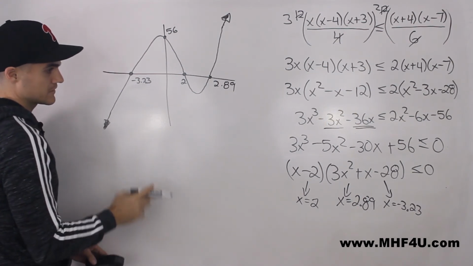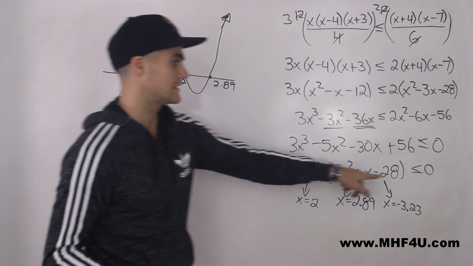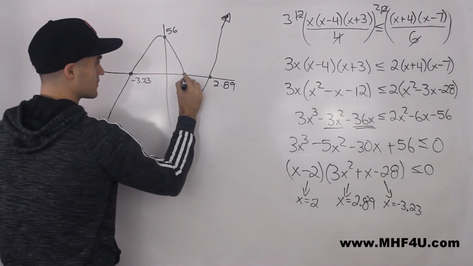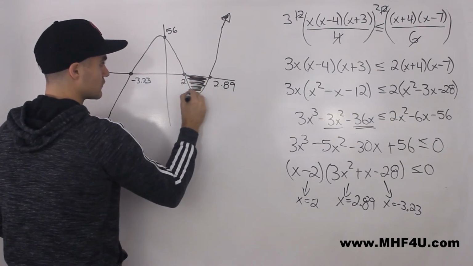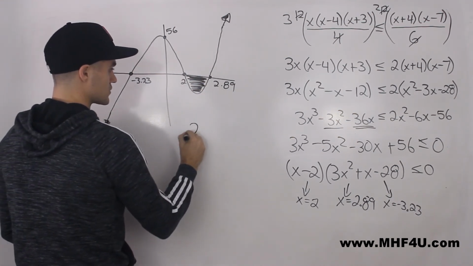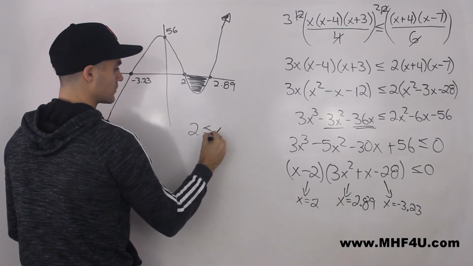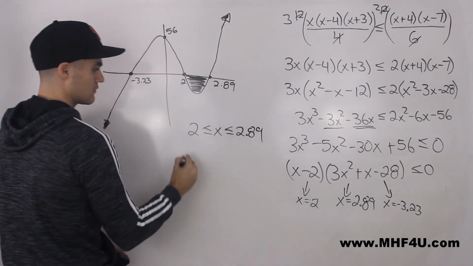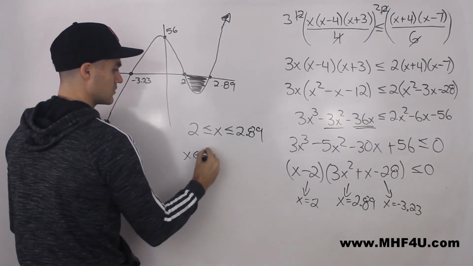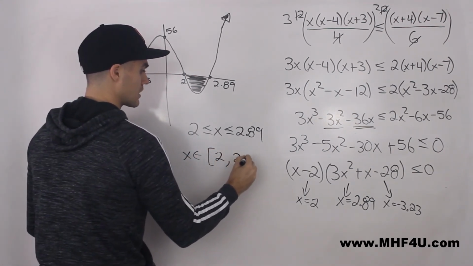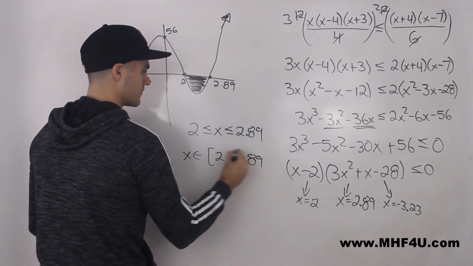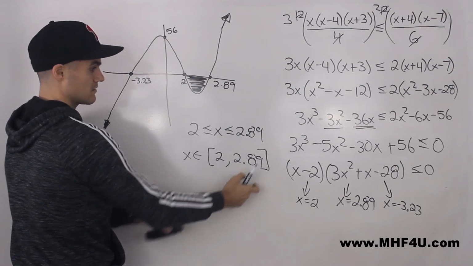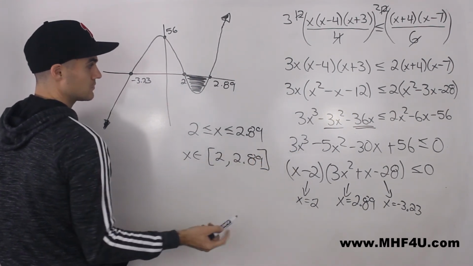And now from this graph, we can tell when this function is going to be less than or equal to 0. Well, it's going to be less than or equal to 0 in this interval here. So one of the solutions would be x is greater than or equal to 2, less than or equal to 2.89. If we want to put that in set notation, it would be from 2 to 2.89, and it's inclusive, that's why we have the square brackets there, because it's greater or less than or equal to 0.